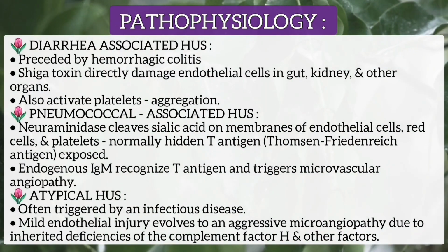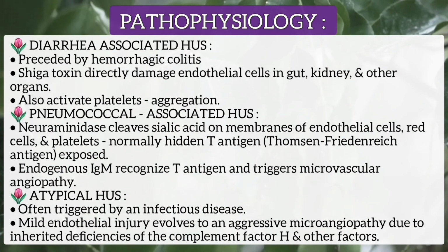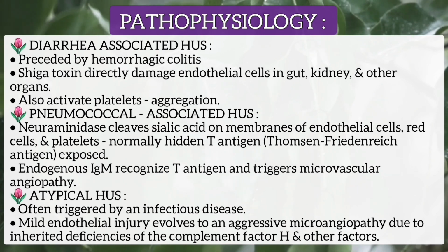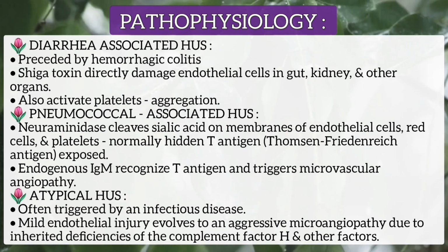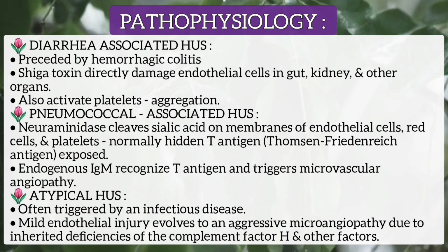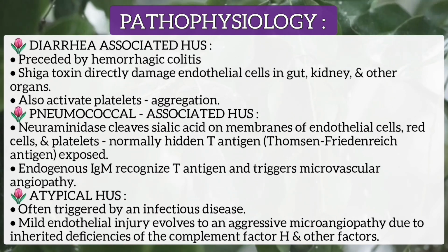Diarrhea-associated hemolytic uremic syndrome is usually preceded by hemorrhagic colitis. This leads to systemic absorption of the Shiga toxin of the E. coli, and this toxin directly damages the endothelial cells in the gut, kidney, and other organs. It also directly activates platelets, leading to their aggregation.